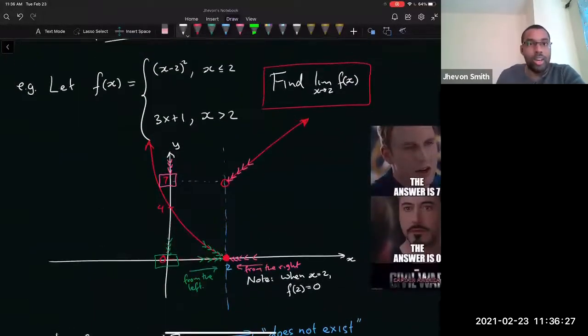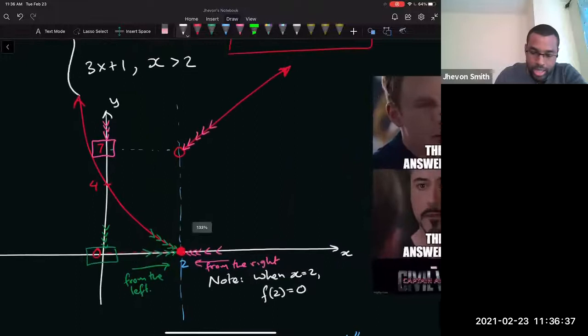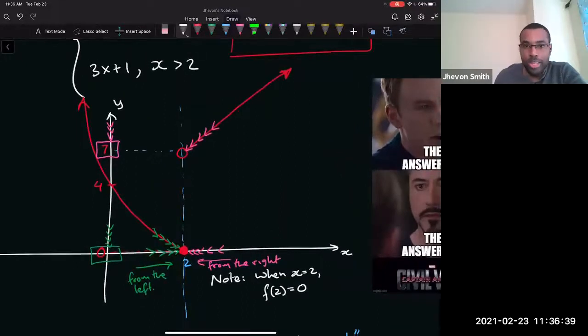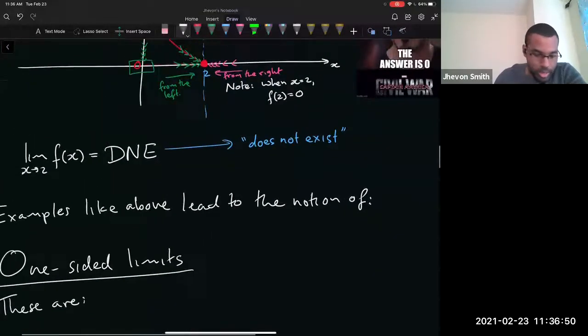We also saw a situation where limits are actually also concerned with not being ambiguous. So if you get close to 2, in this scenario, there were 2 possible answers. It's 7 if you're coming from the right, 0 if you're coming from the left. The fact that there is a disagreement means it's no bueno. So the limit does not exist in that case.